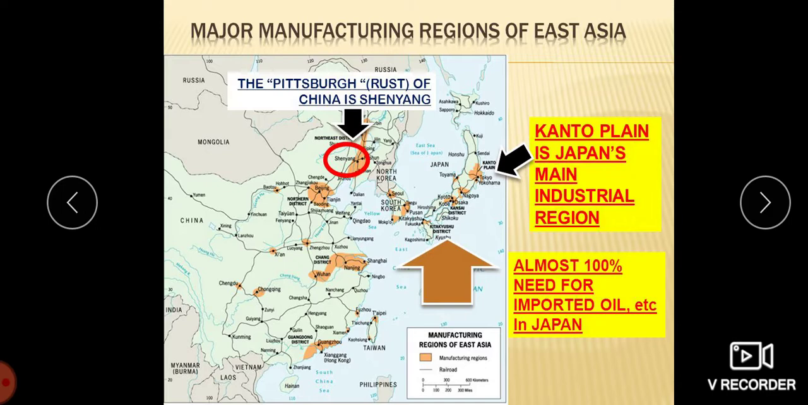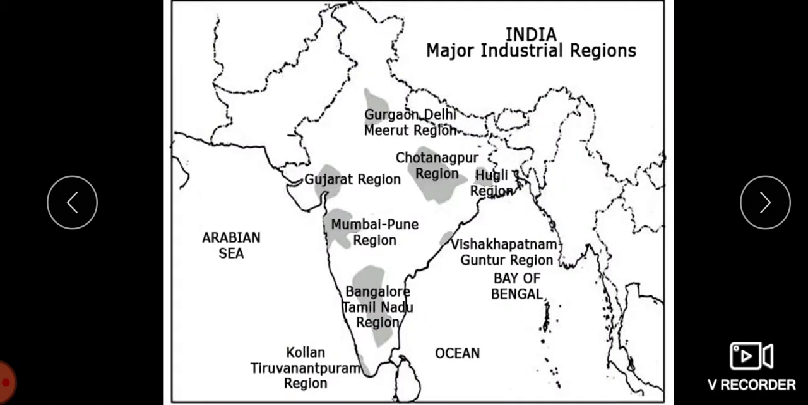Thirdly, we have the Changjiang region, which is dominated by textiles, shipyards, steel plants, and engineering. Then we have the Wuhan region, which is famous for metallurgical and heavy industries. Apart from that, we have the Shanghai region, which has iron and steel industries. And next, we will move on to India.